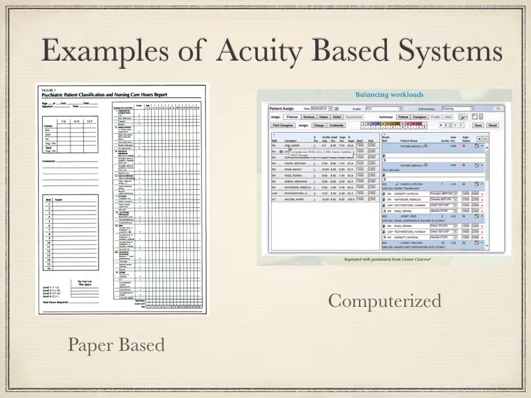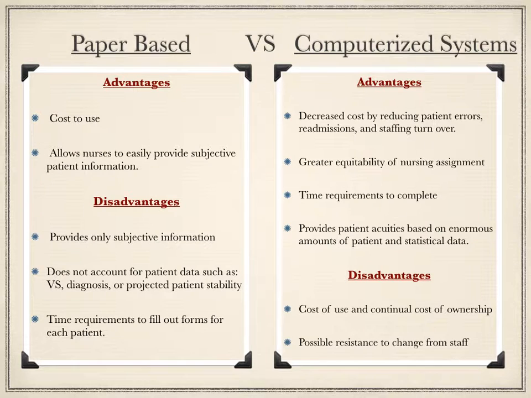The next slide provides a summarized list of some of the advantages and disadvantages discussed when using each type of system. Paper-based system advantages: cost of use, and it allows nurses to easily provide subjective patient information. Disadvantages: provides only subjective information, does not account for patient data such as vital signs, diagnosis, or projected patient stability, and time requirements to fill out forms for each patient.